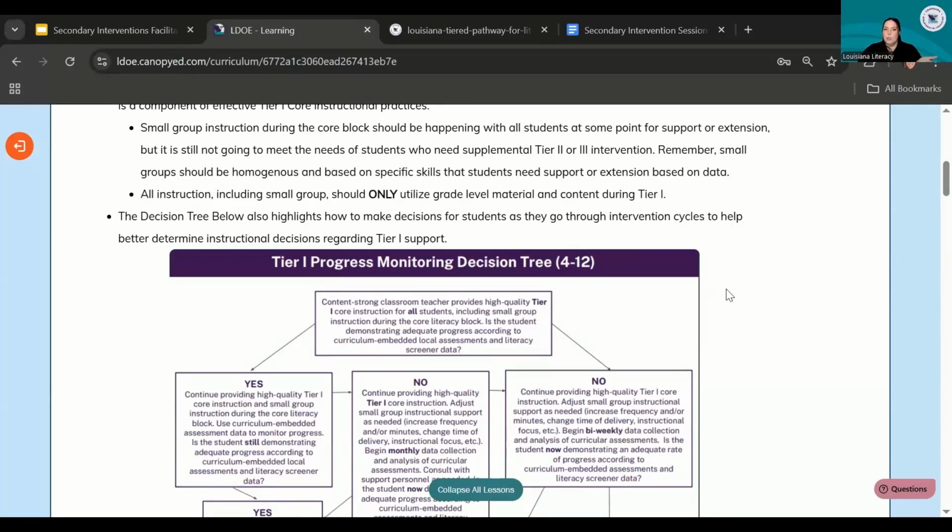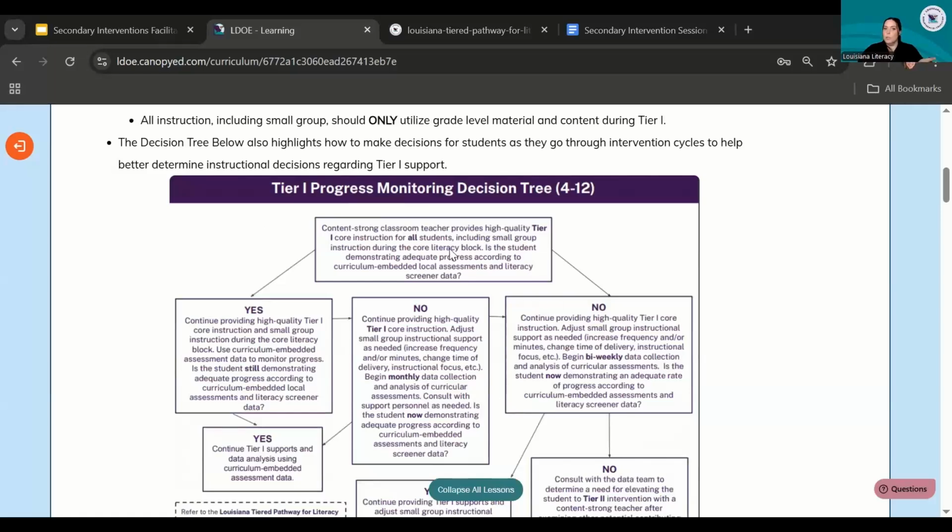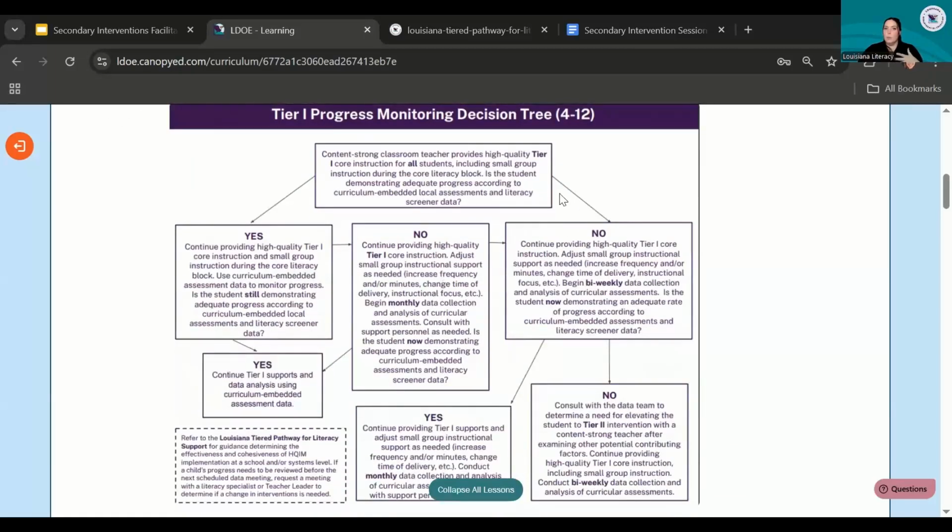And then I want to show you the decision tree that we have for tier 1 to help you make decisions based on progress monitoring data. We'll go more in depth in a little bit about what the data is you're actually going to pull, but it's still important for you to see that this will ask you questions, and based on your yes or no answers, you can see where to progress with the student.